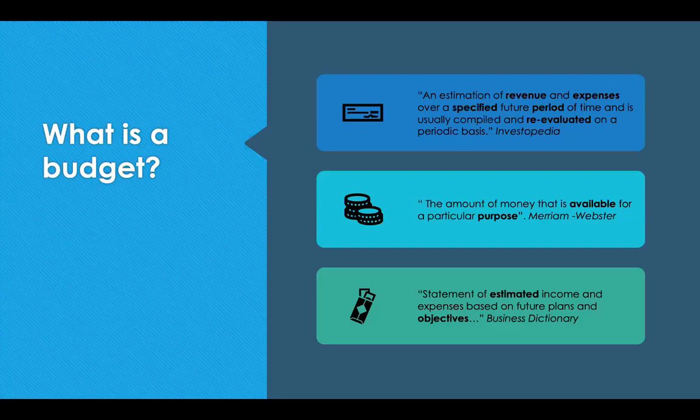All right. The second of which is the amount of money that is available for a particular purpose. A little simpler definition, but still does the trick. And the last of which is a statement of estimated income and expenses based on future plans and objectives. It's a really good word to use in the definition, objectives.